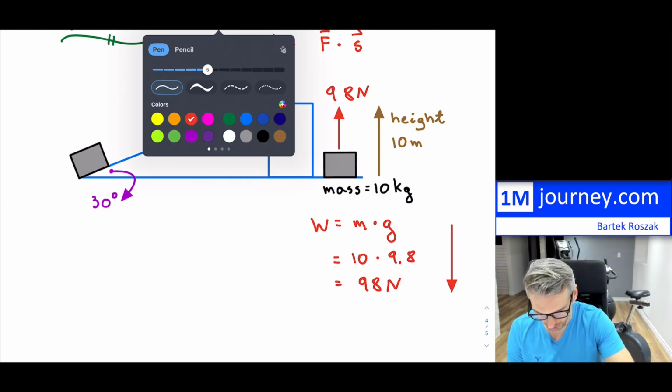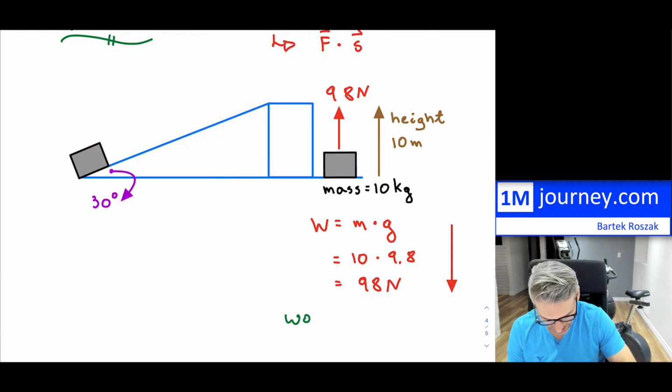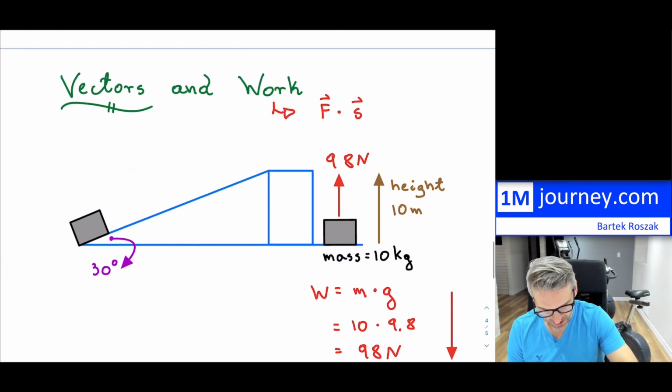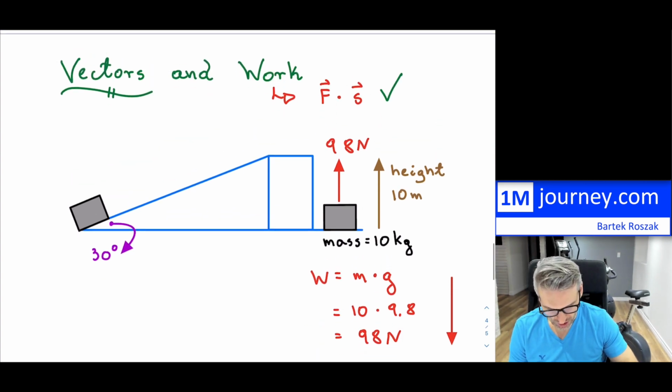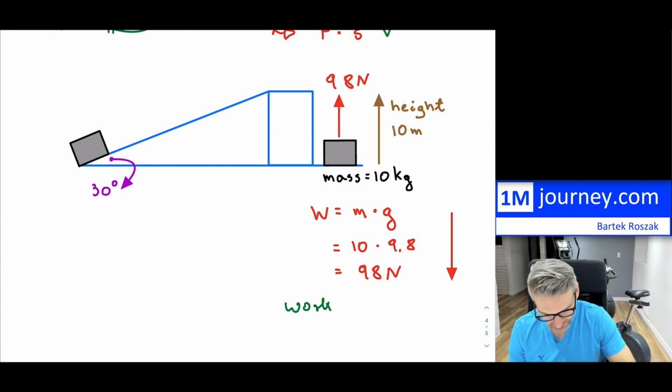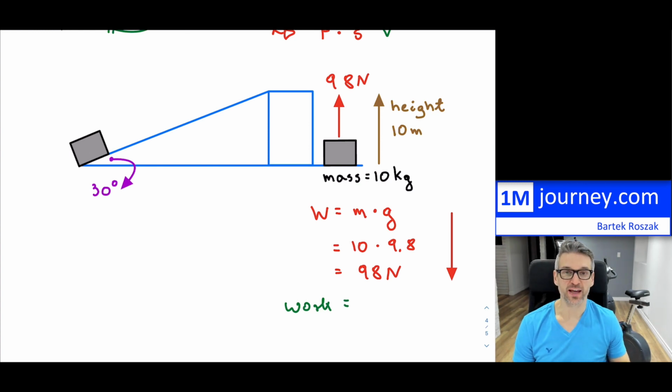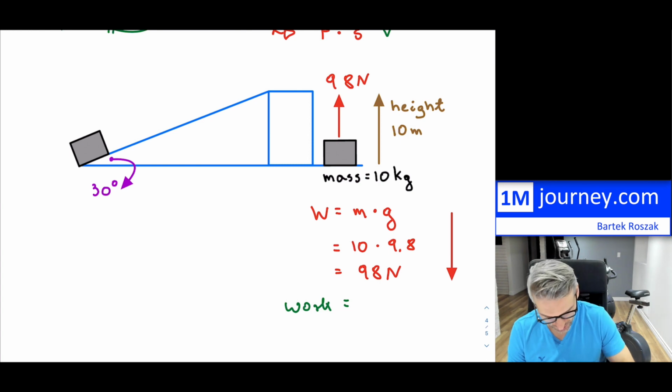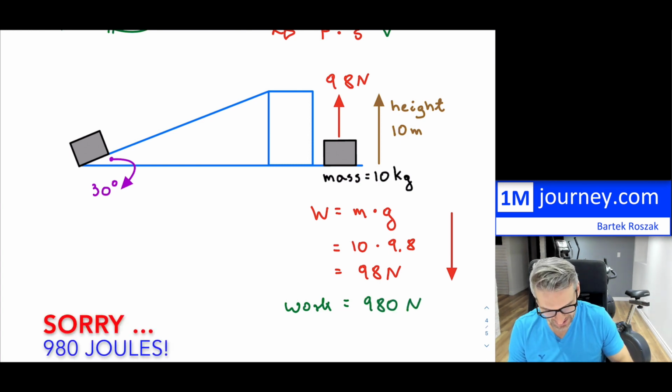And now for work, we can take work, which is going to be this right here. Well, the dot product is going to be just the multiplication of the magnitudes, because the angle between your height, which is your displacement, and the force that you're exerting is 0. So this is going to be 98 times 10, which is 980. And that's the work that is needed.